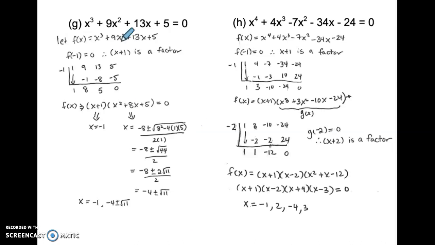So here are the solutions to both G and H. G did involve one factor theorem and then the quadratic formula. H actually involved two factor theorems and then some more factoring of a trinomial there.